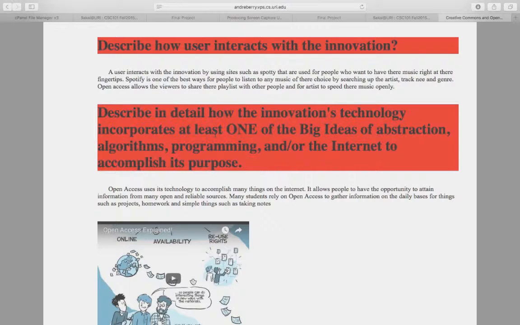Describe in detail how the innovation's technology incorporates at least one of the big ideas of abstraction, algorithms, programming, and/or the internet to accomplish this purpose.